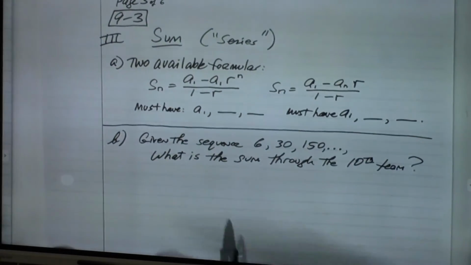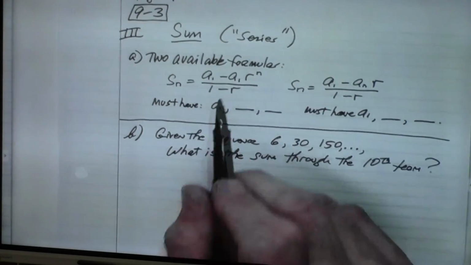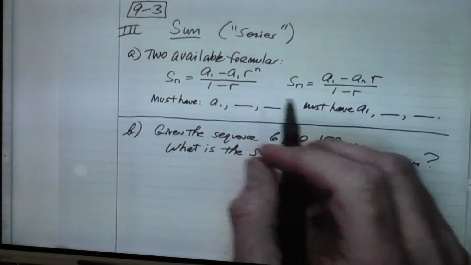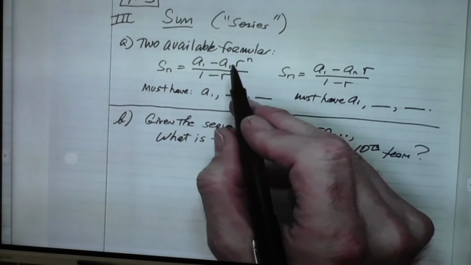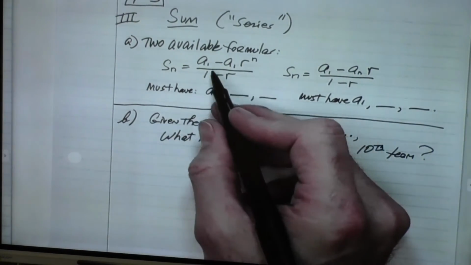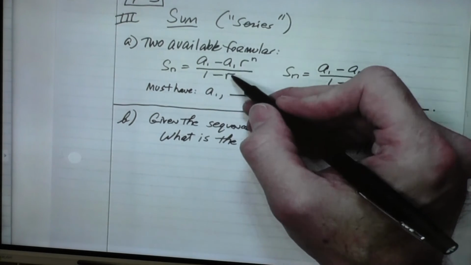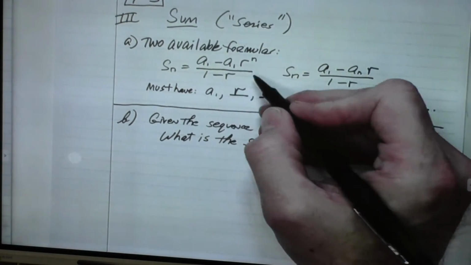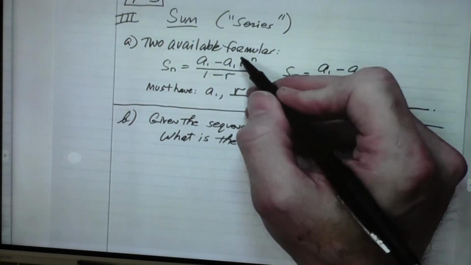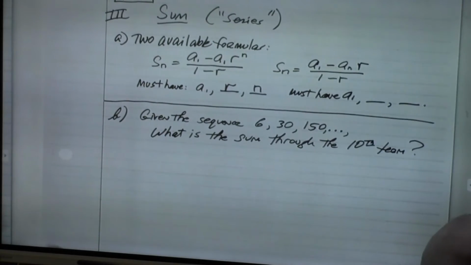Okay. So we can use one of these two formulas. They're very similar, but look at the difference. You would use this one. In order to use this one to get the sum, you have to have the first term. You have to have it in there twice. But you also need to have the r, and you have to have the n, the number of the term that you're looking for. So you have to have those three things.